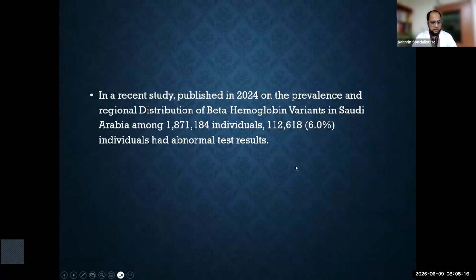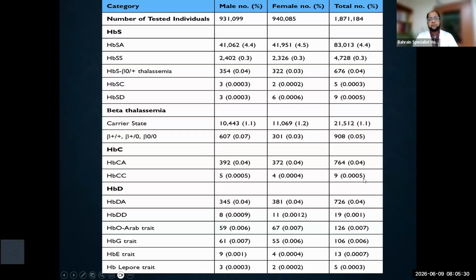So this is one of the largest studies that was published in 2024 about the variants of thalassemia and sickle cell carriers present in Middle East, especially the Saudi Arabian region. And in this, they have shown around 4.4% of the cases were detected for carriers, HbS carriers, sickle carriers, followed by beta thal carriers at around 1.1%, and the remaining were in very small proportion, 0.04% for HbC and others.